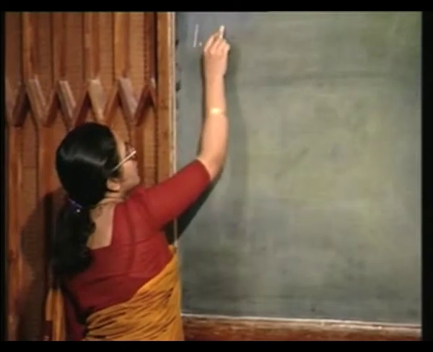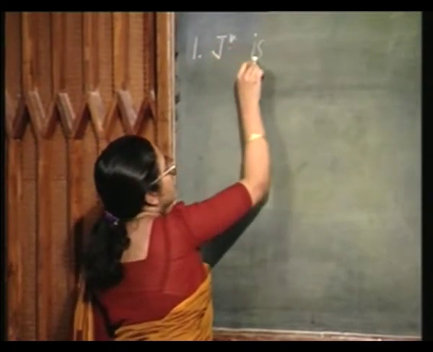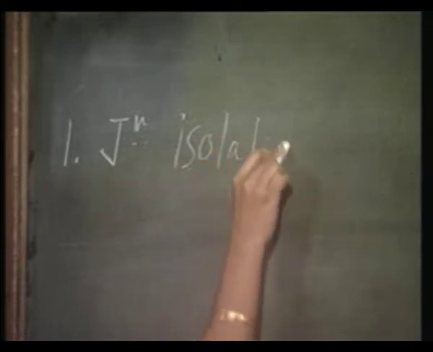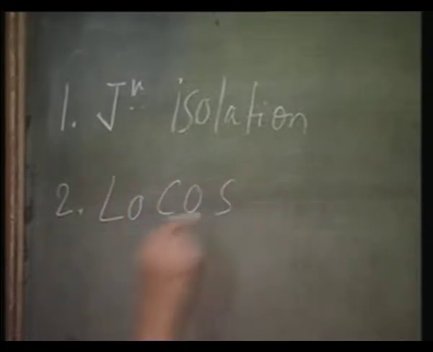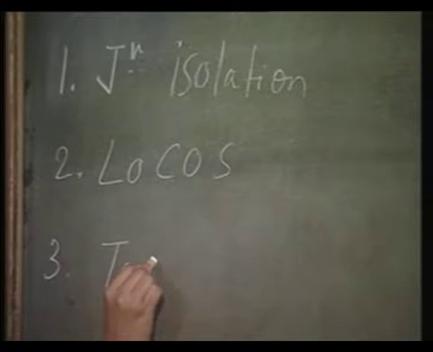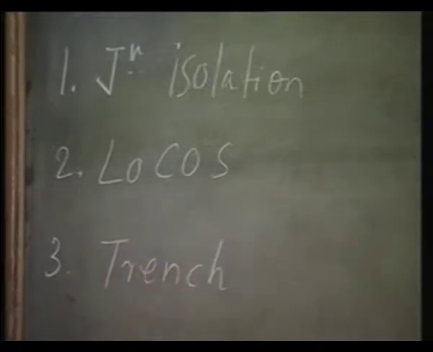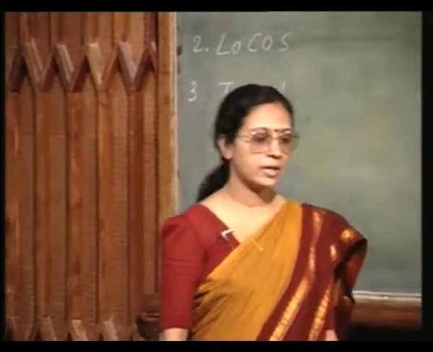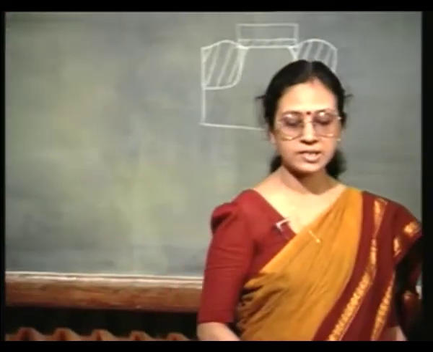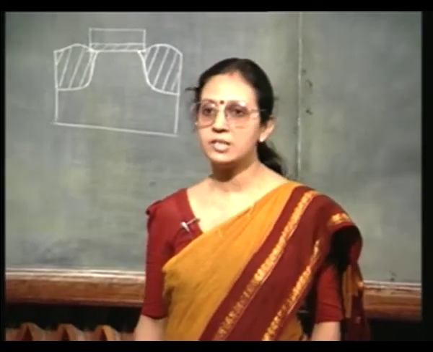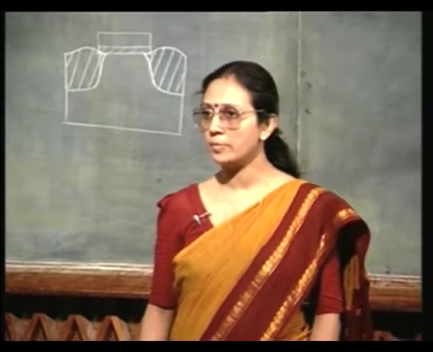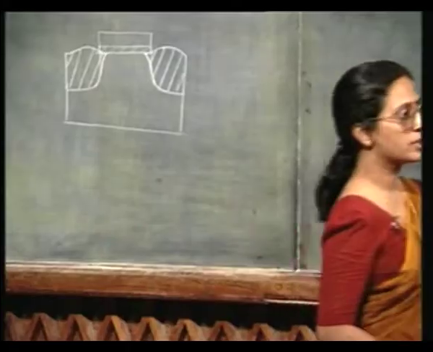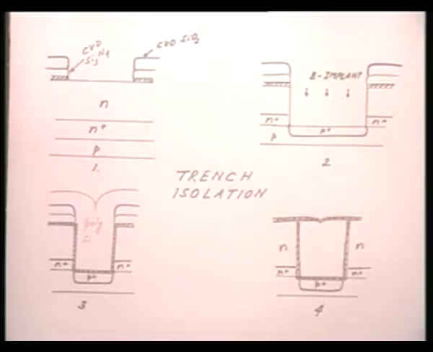So you see we first started with junction isolation, then instead of junction isolation we have seen LOCOS, and now what we are going to discuss is called trench isolation. So in a trench isolation, just as the name suggests, this is exactly what is done. You cut a trench in the semiconductor and then you fill the trench with a non-conducting material. So let us see what are the steps in this trench isolation process. Look at figure 1.